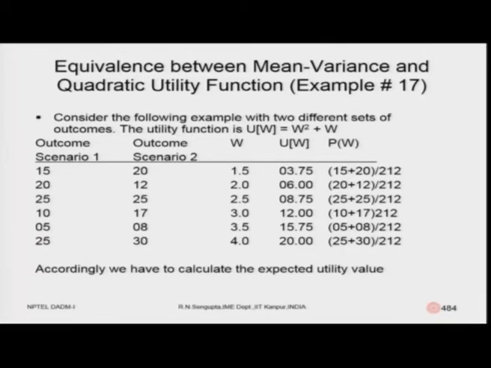So, for the combined effect, in the sense that you want to find out the relative frequency. The relative frequency for a wealth of 1.5 with a utility of 3.75, the corresponding probability is basically 15 plus 20 divided by 212. Similarly, when I do it for the second, third, fourth and so on cases of w, u w basically remains the same as the quadratic utility function.